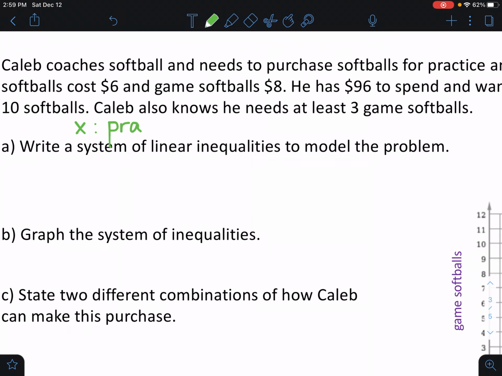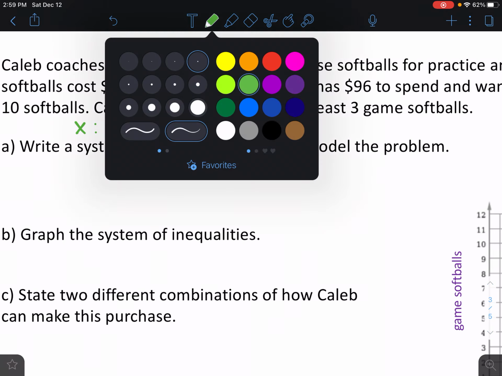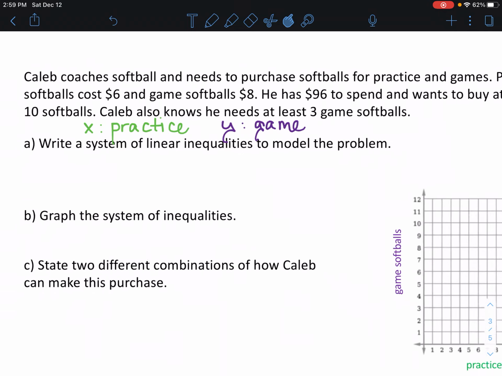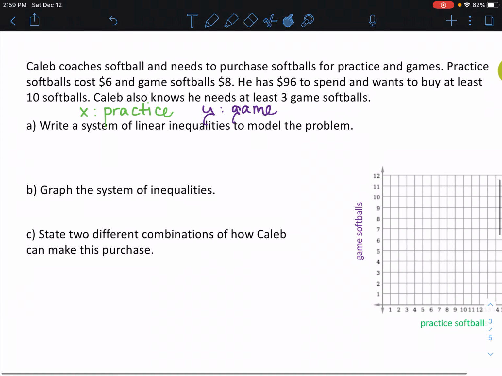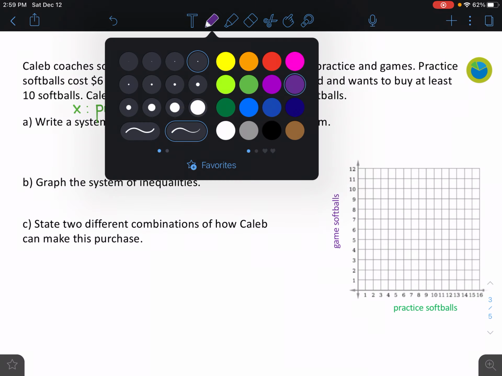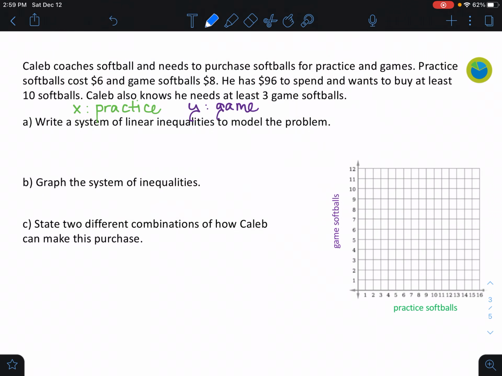So let x be practice softballs and y be game softballs. It's labeled on the graph, but I want to be sure when I'm writing this that I know what I'm talking about. Okay, so now let's just write our system that we need for this.